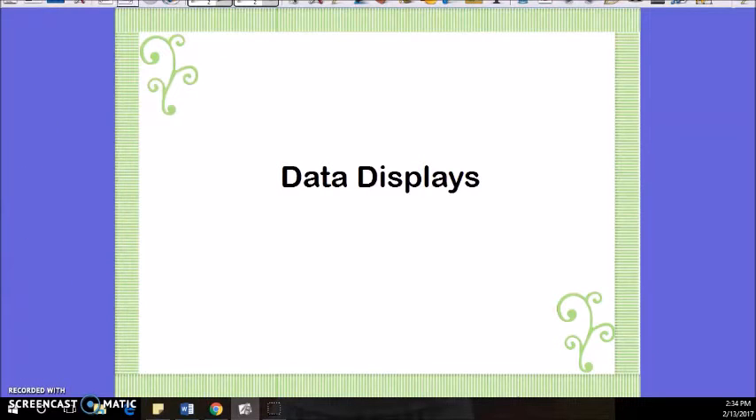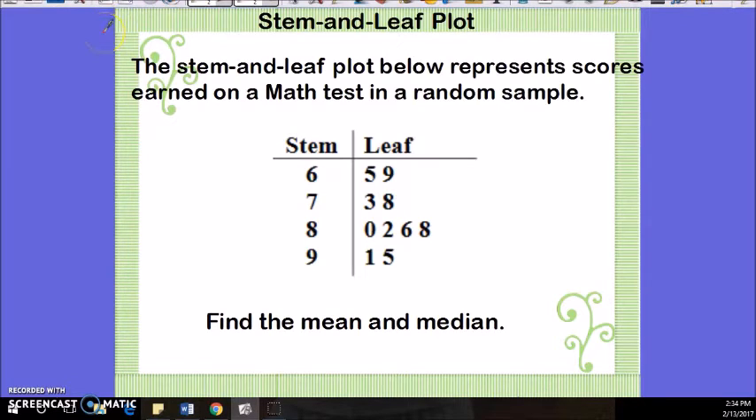Alright, we're going to talk about data displays, so different ways to display data. One of those is the stem and leaf plot. This stem and leaf plot below represents scores earned on a math test in a random sample. From this, you have to find the mean and median. Who knows how to read a stem and leaf plot?